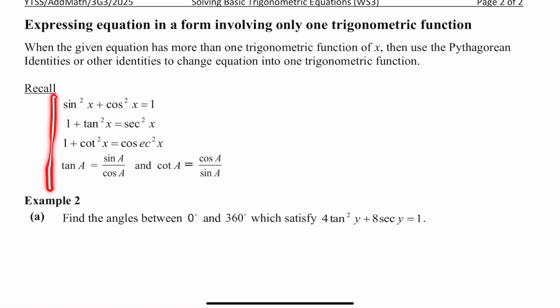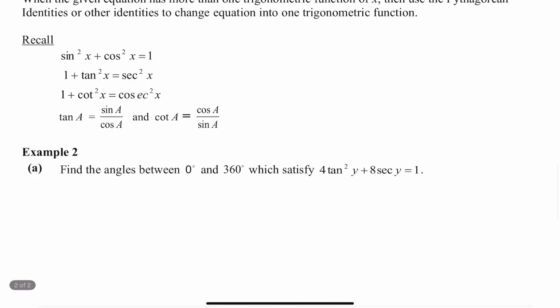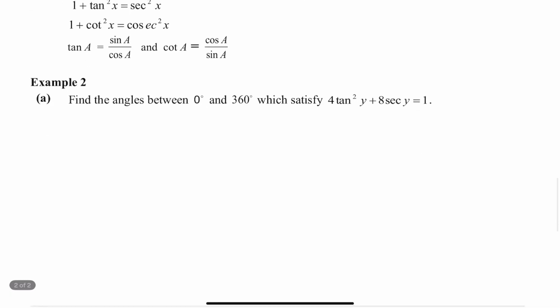So this is what we have learned before. This is the Pythagorean identity, which can be found in the formula sheet, and these three are part of the Pythagorean identity. We have also learned that tangent is sine over cosine, and cotangent is cosine over sine. Okay, let's look at example 2a now. Find the angles between 0 and 360 degrees which satisfy tangent square y plus 8 secant y equals 1.